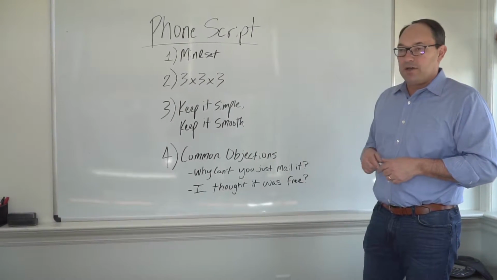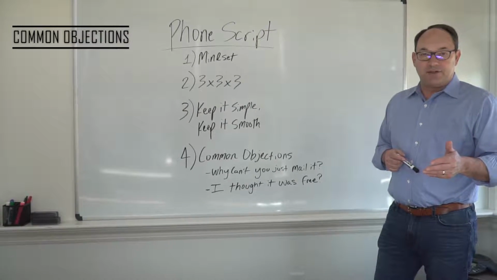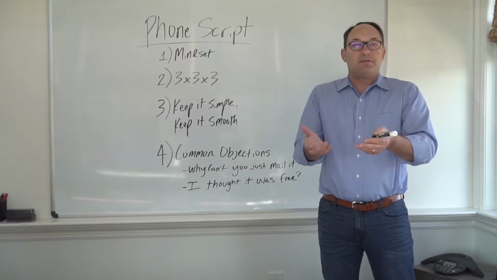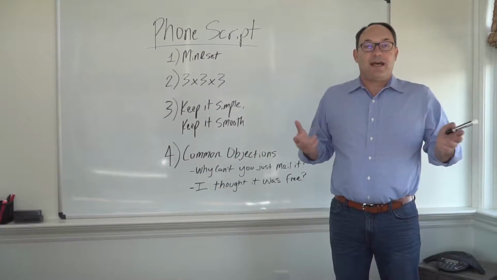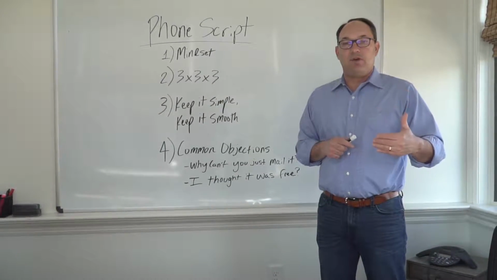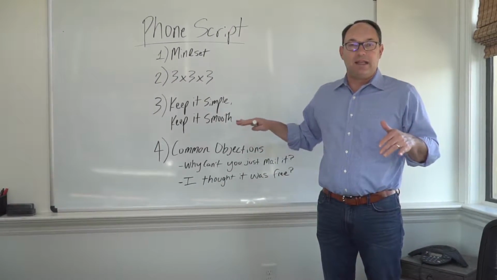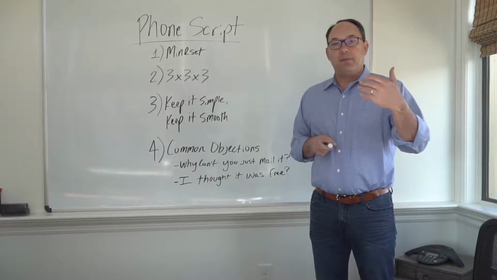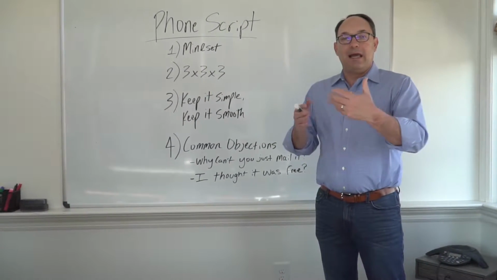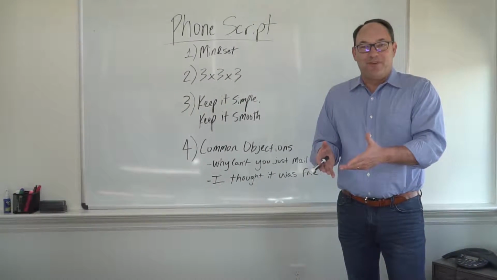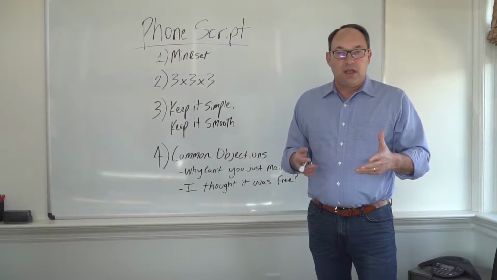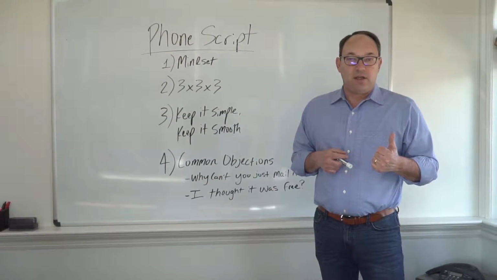The last thing I want to talk about here is common objections. Probably the number one objection that we get is, can you just mail me the information? The answer to that, of course, is no. But anytime they give you an objection, don't get excited. Keep it smooth and just say, boy, I'd love to be able to mail that to you, but I am required to come out and see you. Make sure you're not tied to a hospital bed. You're not on oxygen. So that's why I have to come see you.